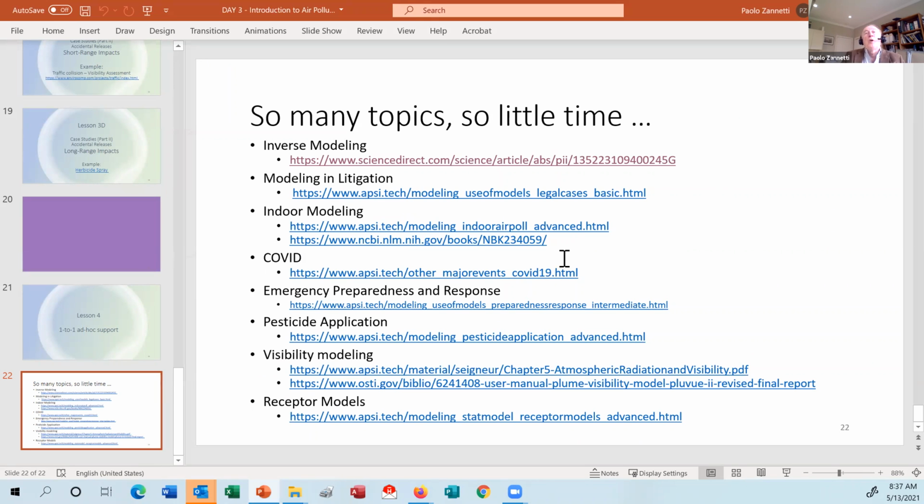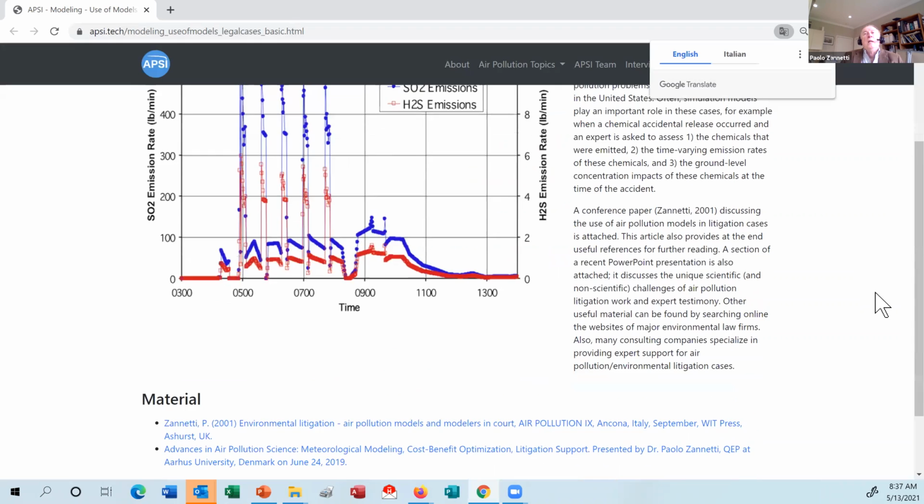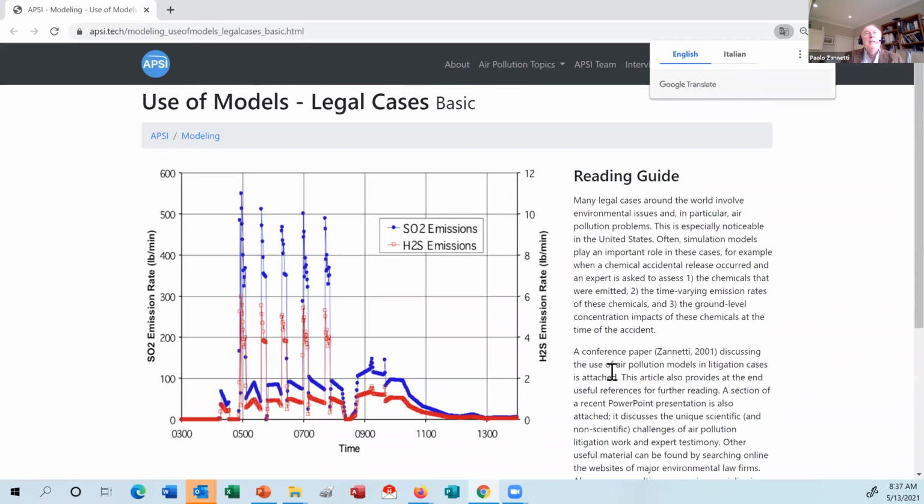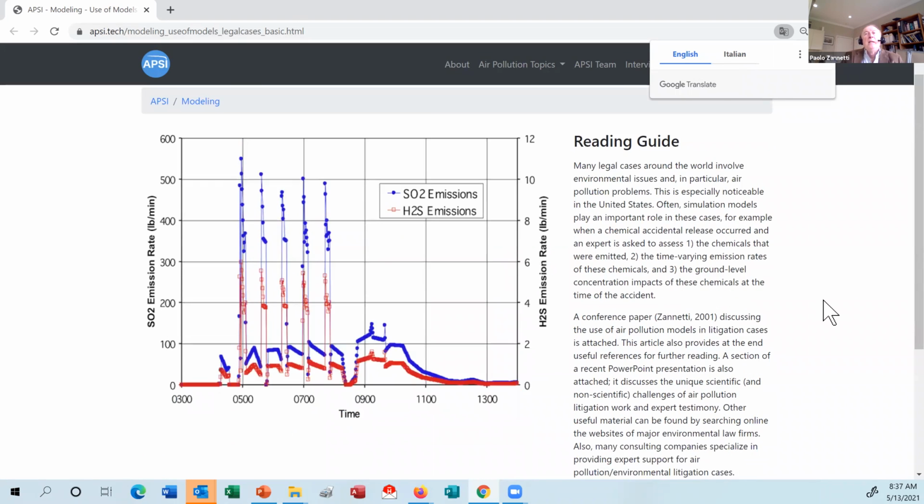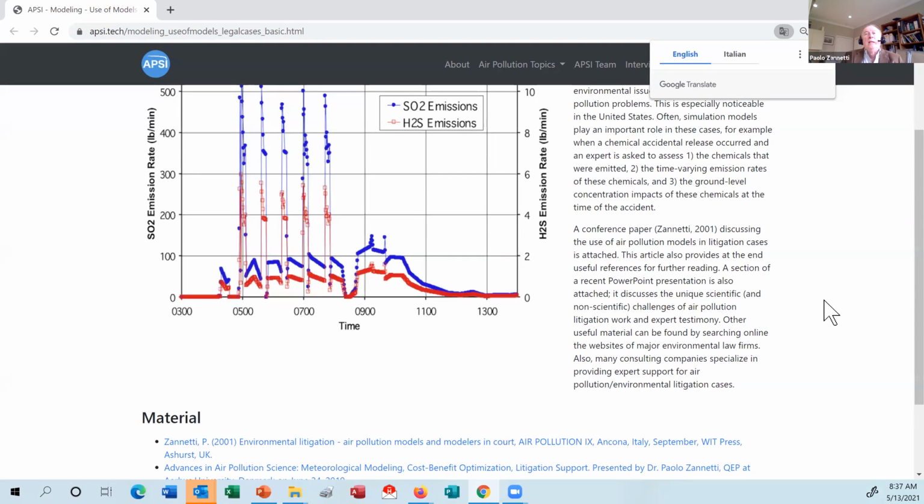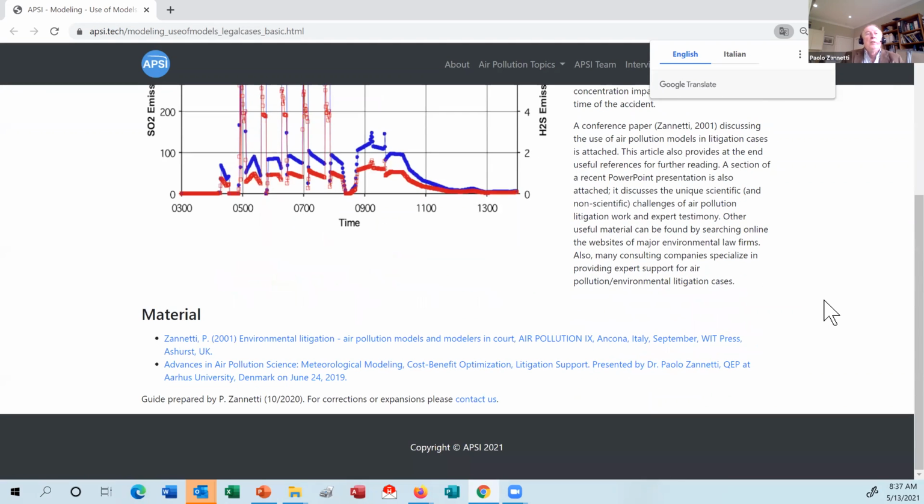Modeling litigation, we talked about litigation, so we were able to cover that. There is a paper that I wrote a few years ago. Well, there is a guide in APSI, which I prepare, talking about litigation, and there are a couple of articles and slides presented talking about environmental litigation.